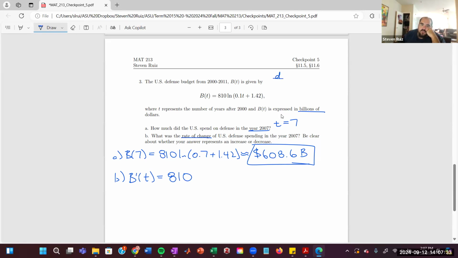The rule that we have seen is this: the derivative of a natural log of x is equal to 1 over x. Ours is a little more complicated, so we're going to have to use chain rule, but this right here will help me do the outer layer of that chain rule. What's the derivative of the natural log of something? Well, it's 1 over that something. So 1 over 0.1t plus 1.42. But then the chain rule says I have to multiply that by the derivative of the inside function. What is the derivative of the inside function? This is linear, so that comes out to be 0.1.